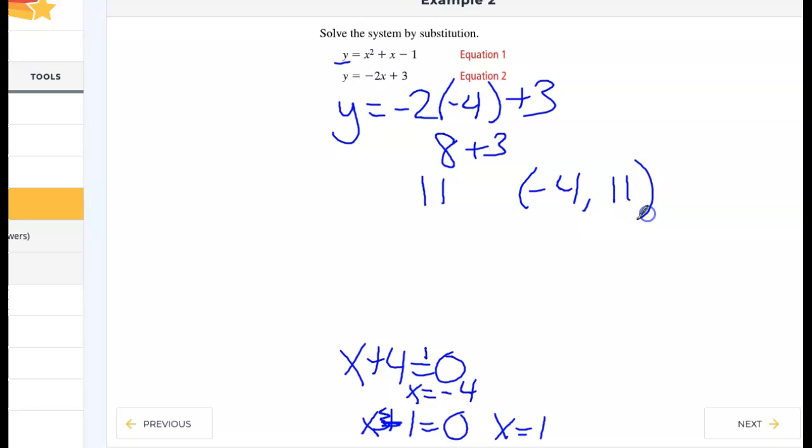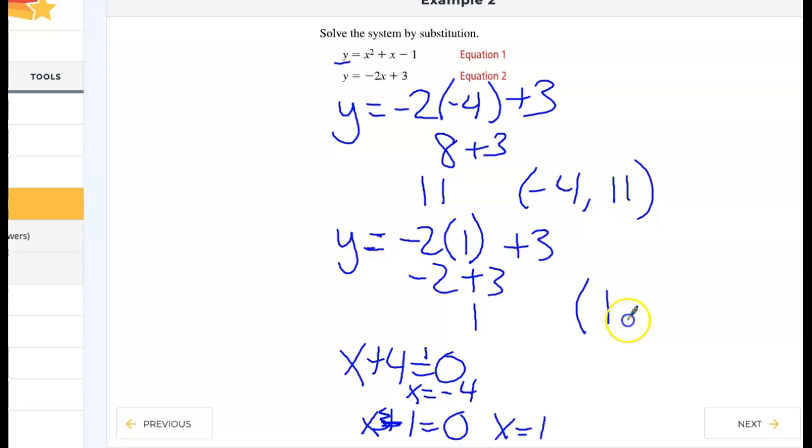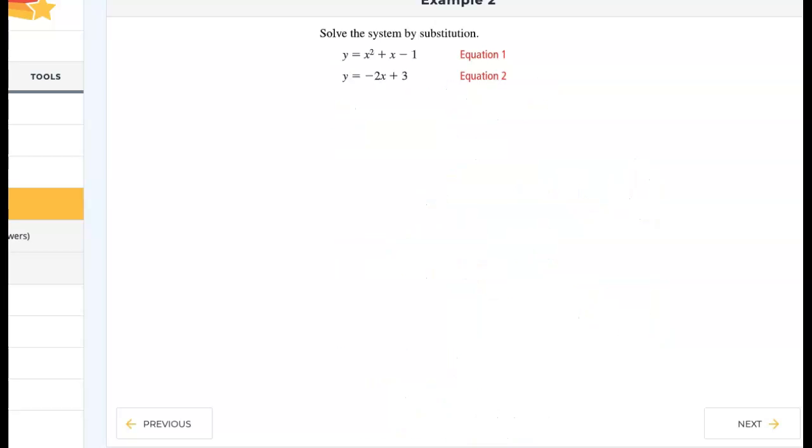Now I have to do it for the second one. So y would equal negative 2 times 1 plus 3. Negative 2 times 1 plus 3 is 1. So this answer would be 1 comma 1. Questions on substitution? Perfect. Now, this example is elimination.